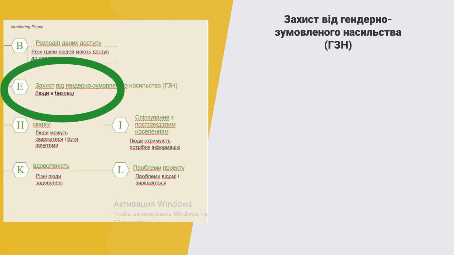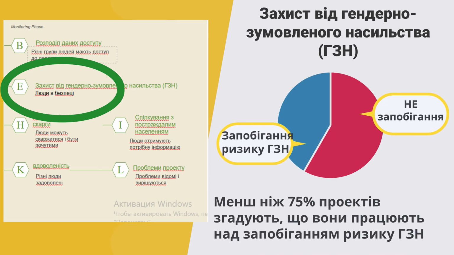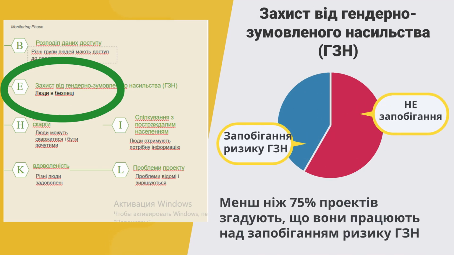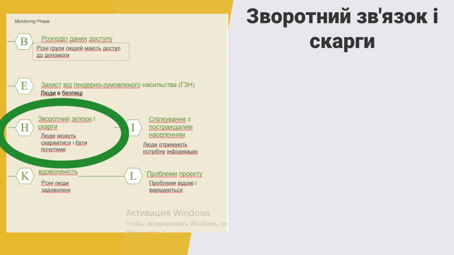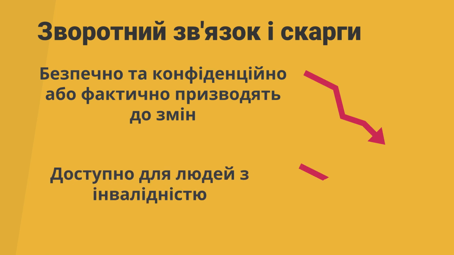GEM E, gender-based violence protection. Less than 75% of projects say they are working to prevent risk of GBV. This is a crucial discussion during project design. GEM H, feedback and complaints. 75% of projects have a way for people to give feedback or complain, which is great, but a smaller proportion are confident that these are safe and confidential or actually result in changes. Fewer are accessible to people with disabilities.